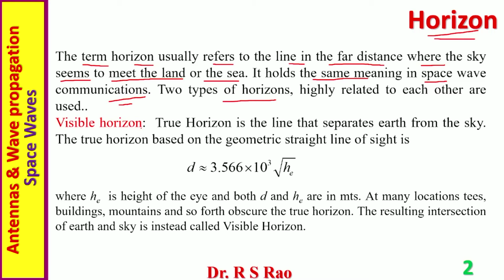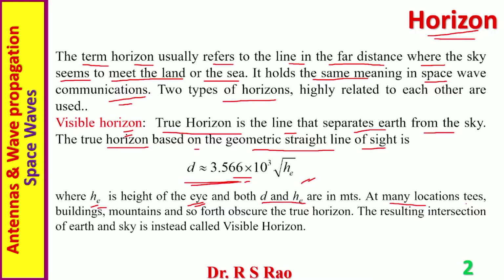A few points regarding visible horizon. True horizon is the line that separates Earth from the sky. True horizon, based on geometric straight line of sight, is given by this formula. D is 3.566 into 10 power 3 square root of HE. Here HE is height of the eye, human eye. D is the distance of true horizon. D and HE both are in meters in this formula.